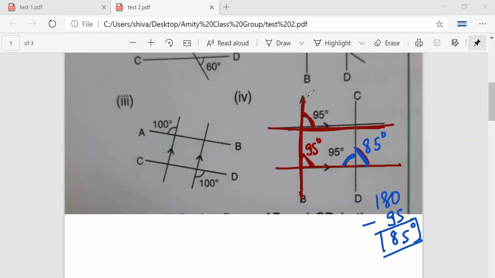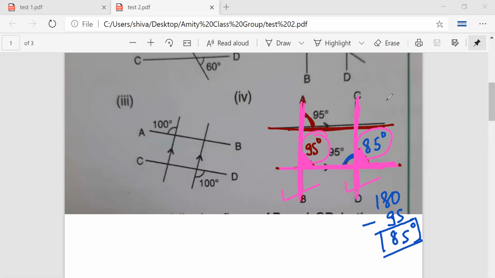Now, Mr. Satya, are these two lines parallel? Yes, sir. How are they parallel? No, sir. Sorry. This is AB, this is CD, and this is a transversal. This angle is 95 degree. This angle is 85 degree. So can this line be parallel to this? Have you understood the logic? Yes. Mr. Sarthak, have you understood?